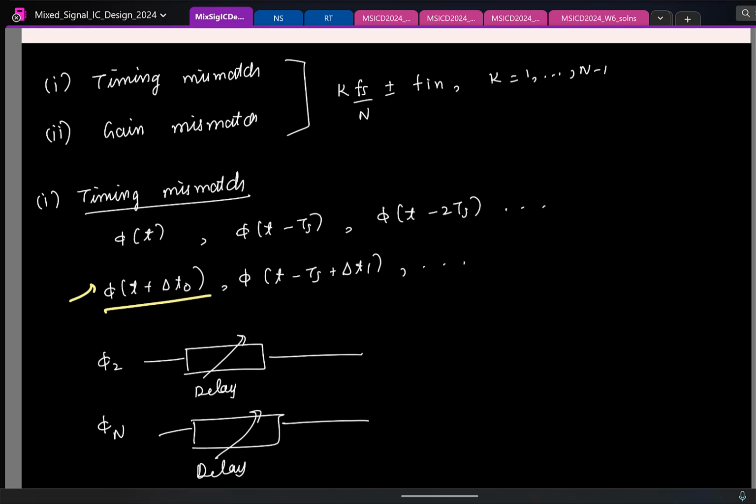And then give it to the ADC. You keep changing the delay of the clock until the timings are all okay. That's how we calibrate. You can use it, but there are simpler techniques also. Yeah, I mean, there is nothing wrong with it.